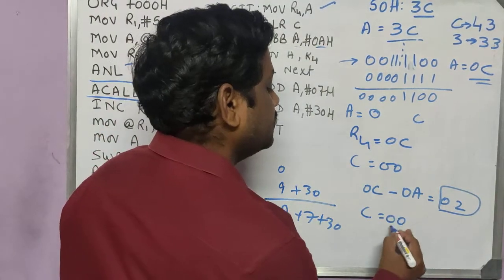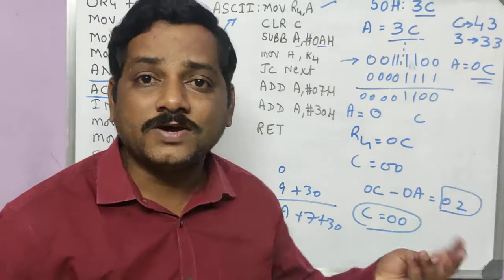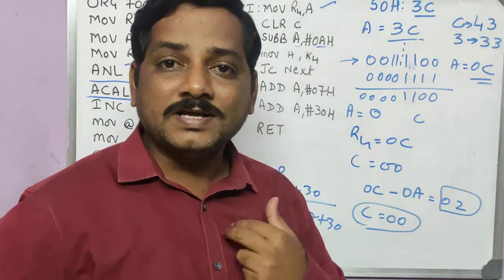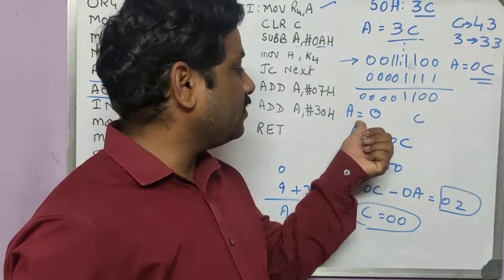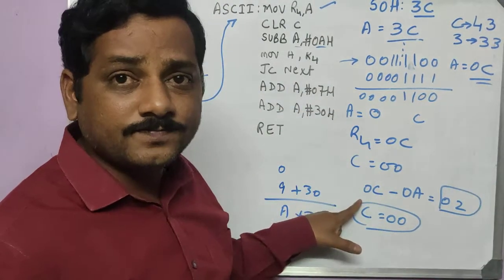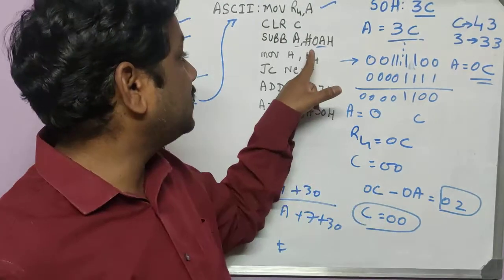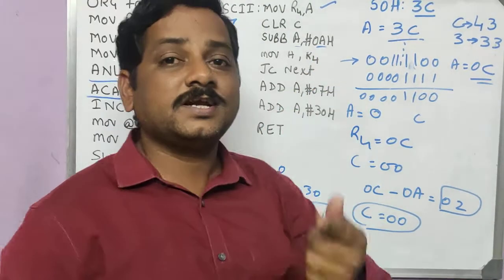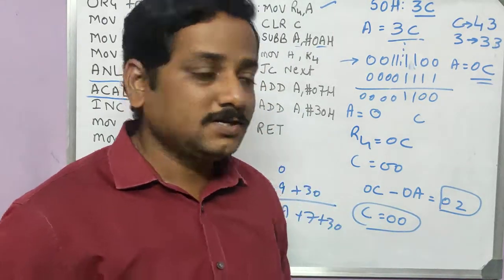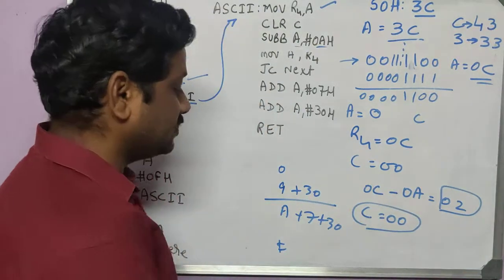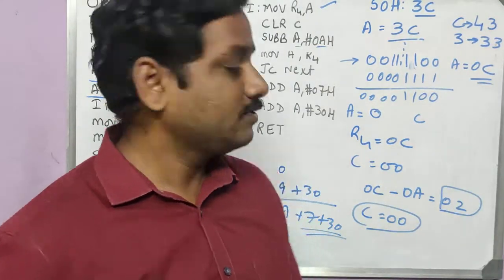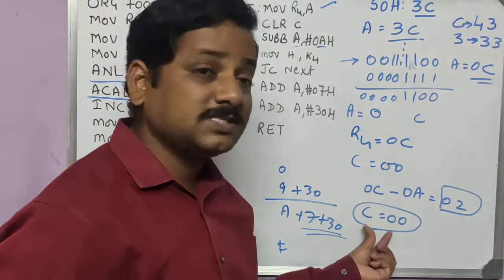It will be 0. We don't have carry now. So if there is no carry, I can conclude that the data we had in the accumulator is greater than A. If it is greater than A, you need to make a decision that you should add 7 as well as 30. So now I will check this carry flag.